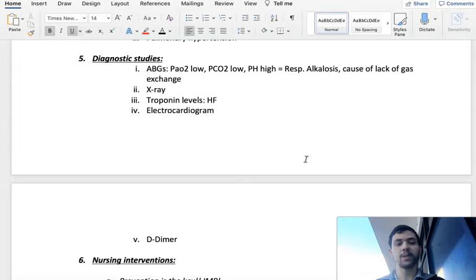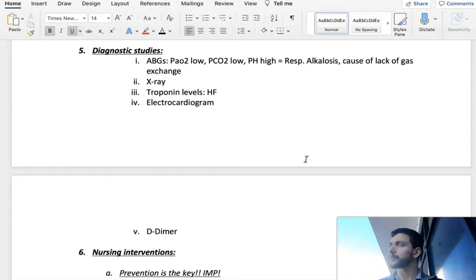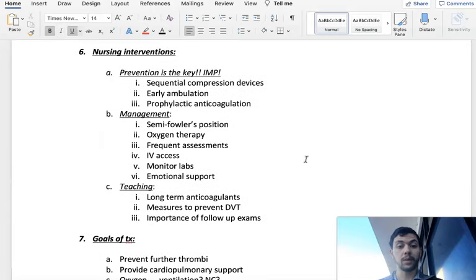Diagnostic studies, you can do ABGs, X-ray, you can check the troponin levels to check for heart failure, and of course an electrocardiogram and a D-dimer. Nursing intervention, what you can do is prevention, right? You don't want to deal with it when you have it. You want to prevent it, right? So compression devices, early ambulation, prophylactic anticoagulation, Lovenox, and all this kind of stuff.